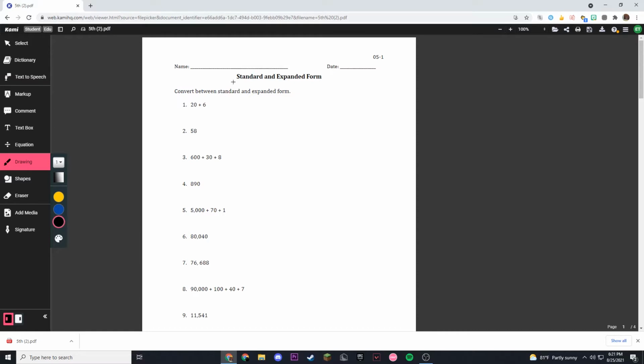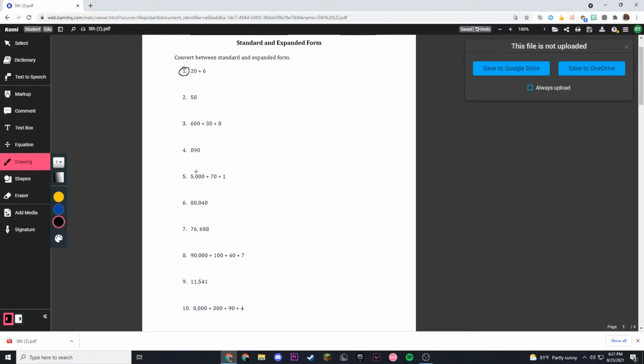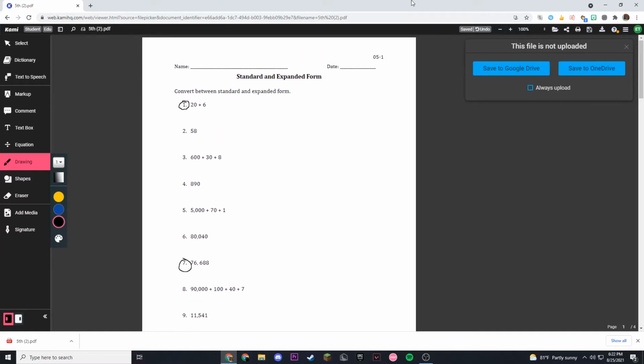An example of expanded form is when there are plus signs such as this, which is 20 plus 6, and an example of standard form is when the number is in its original value, such as this one. For expanded form, we just add the numbers. So we have 20 plus 6, which equals 26.